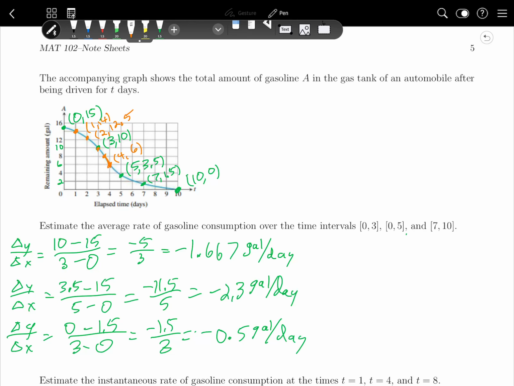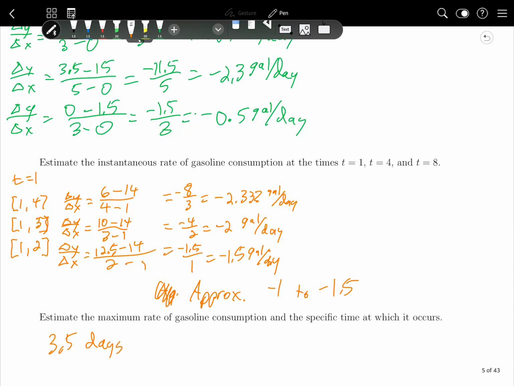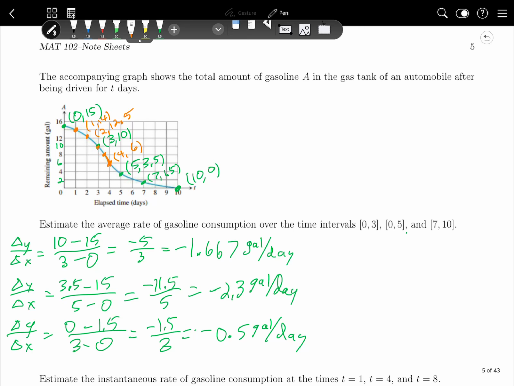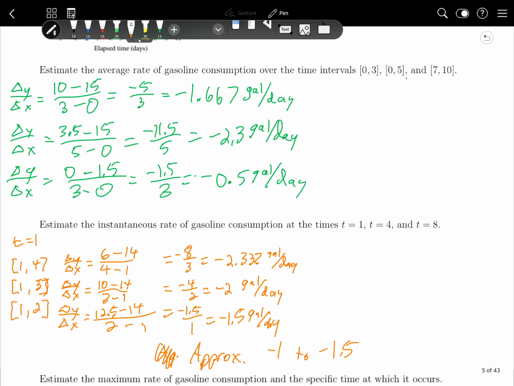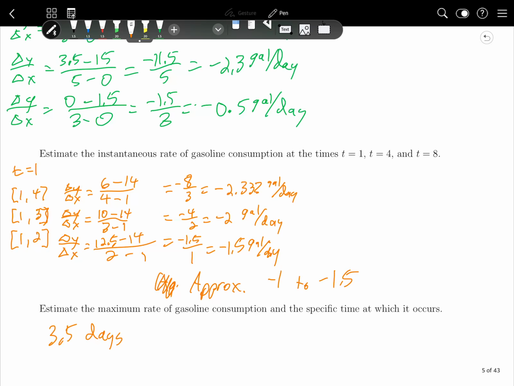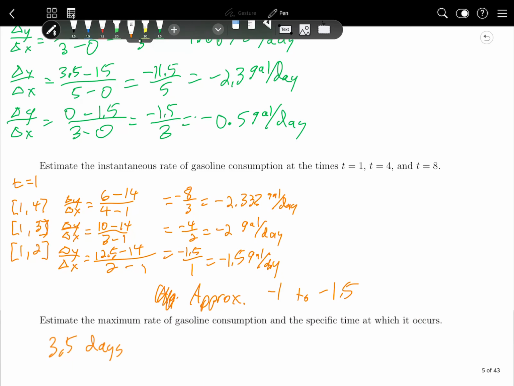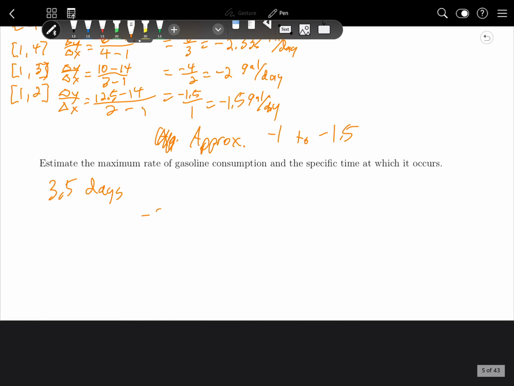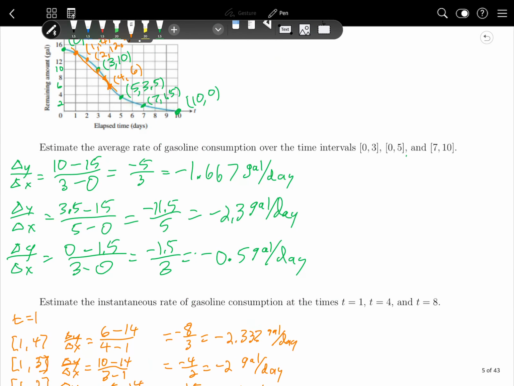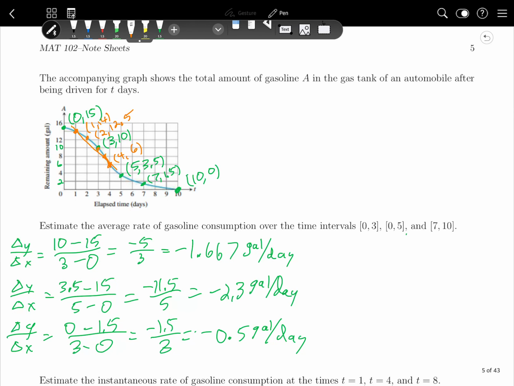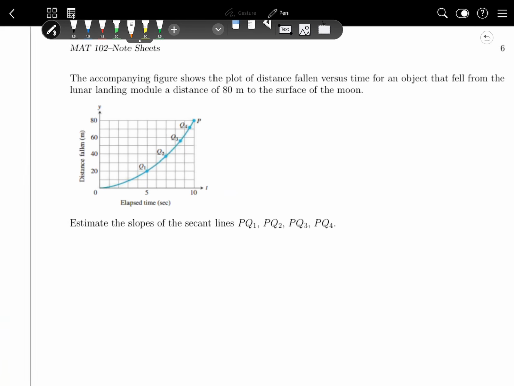Okay. And so that's the idea with doing these problems. And you could guess what it is based on some of the other numbers we've already done. Like we did 1 to 4 was negative 2.337. So that was this line here. And it's definitely steeper than that. So we could say it's more than negative 2.3. So we could probably say it's about negative 3 gallons per day. Okay. And so that's what we're looking at when we're doing application problems with these, is we're trying to find average consumption, average rates of change, and also instantaneous rates of change.